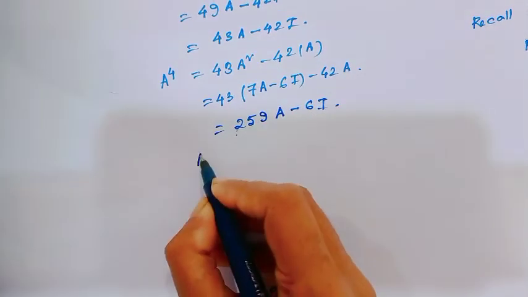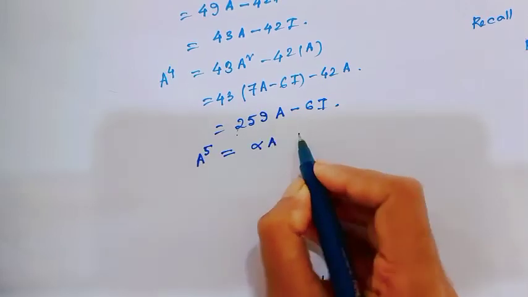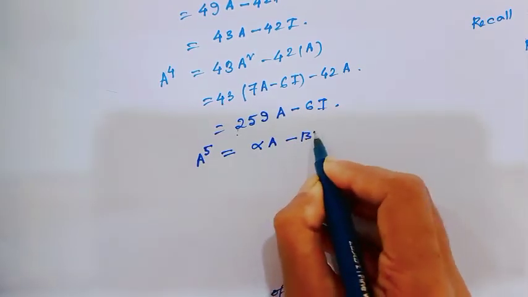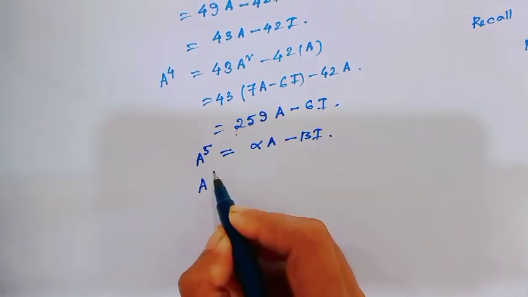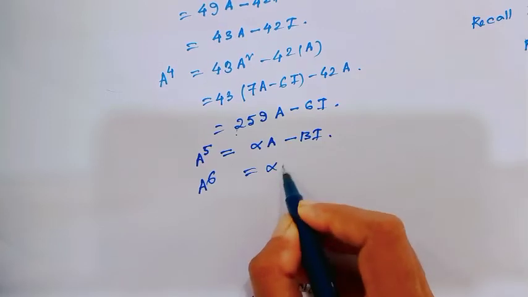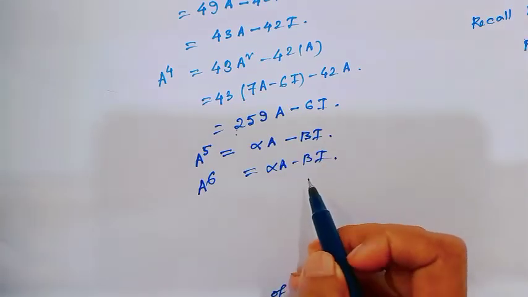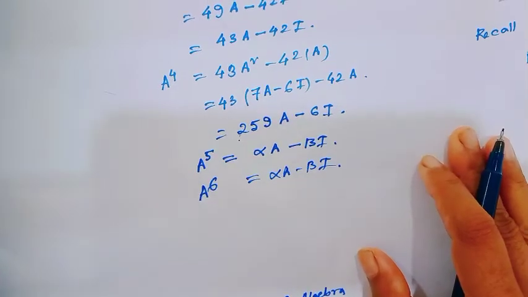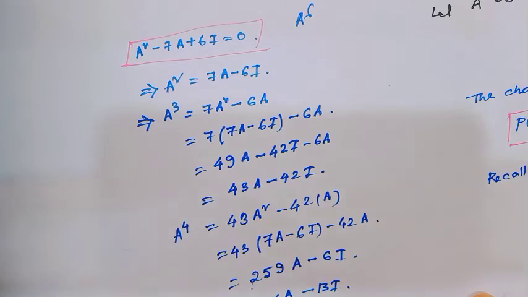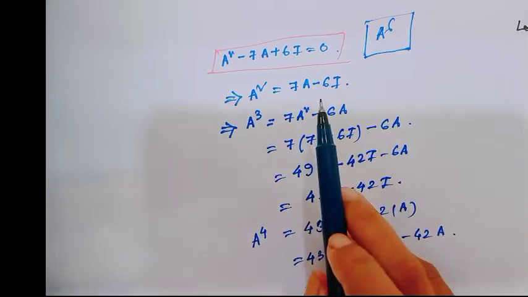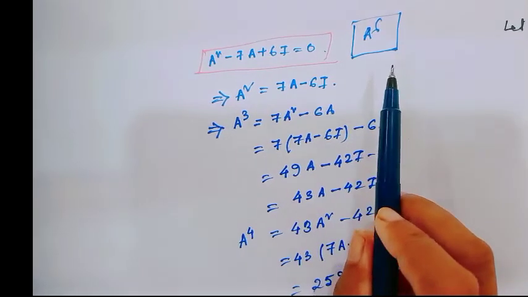Similarly, A to the power 5 would be alpha A minus beta I type if we calculate, and then similarly A to the power 6 would be of the same type. Just compute the value. Are you getting how we have to find any power of A by the characteristic polynomial? This is very easy, using the characteristic polynomial to evaluate any power of A.